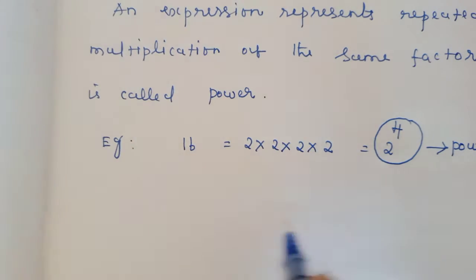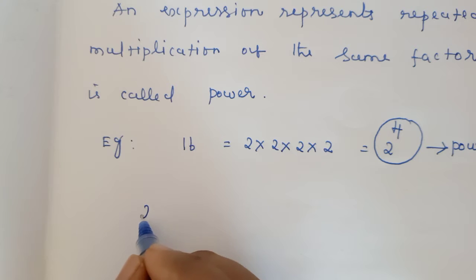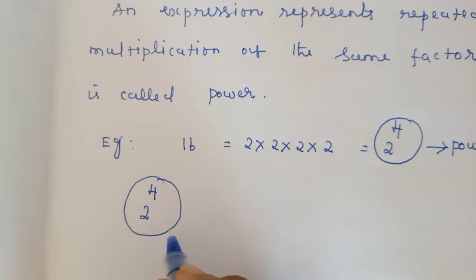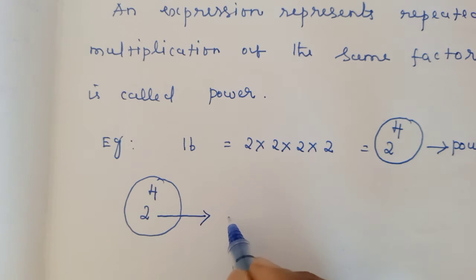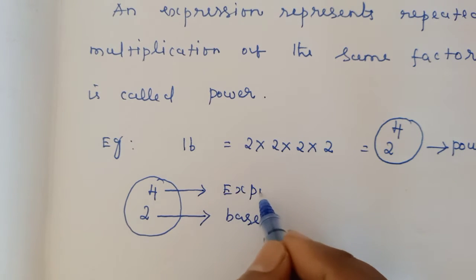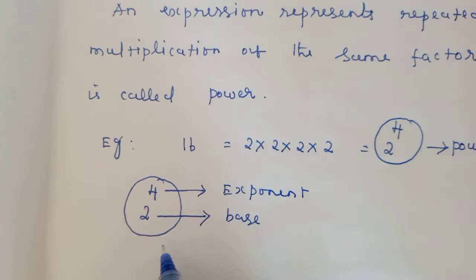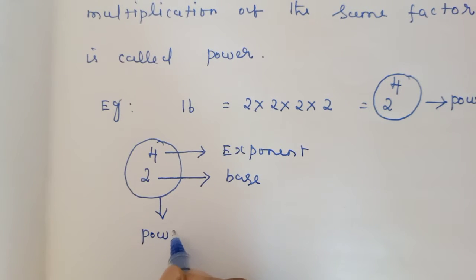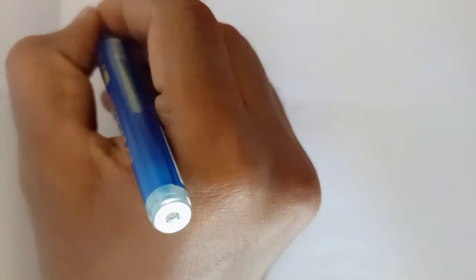Generally, the power has two components. For example, this is a power. One is base, another one is exponent. Here, this 2 is called base. The 4 is called exponent. We know that 2 power 4 is called power. Now, one example.